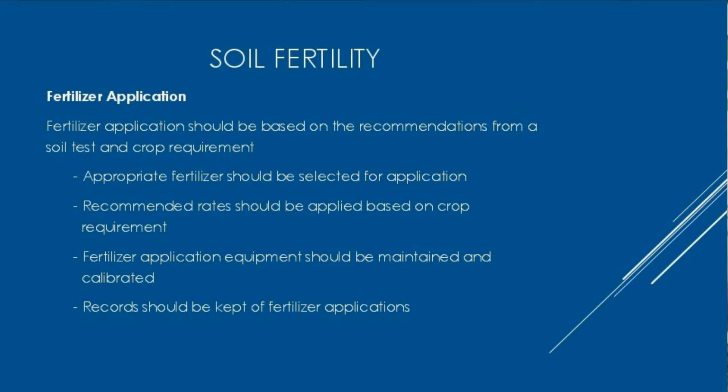Fertilizer equipment should be maintained and calibrated. If you're applying fertilizer at a particular rate, you want to ensure that the piece of equipment you're using is actually applying that amount of fertilizer at the rate. Because anything different would mean the crop is not getting the required nutrients and would affect the crop growth and development and productivity at the end of the day. So you must ensure you maintain the equipment and also calibrate it on a regular basis.